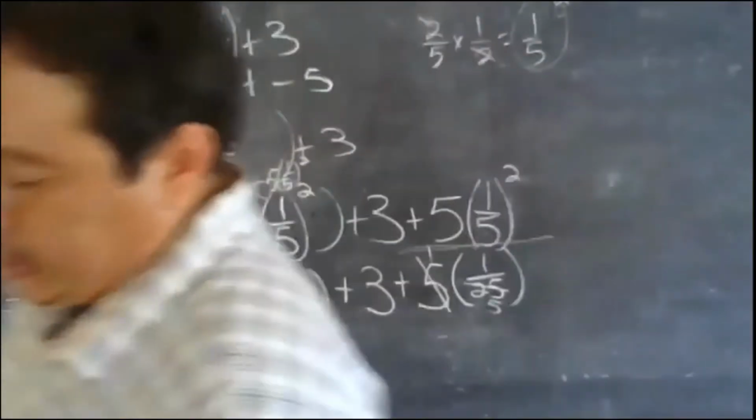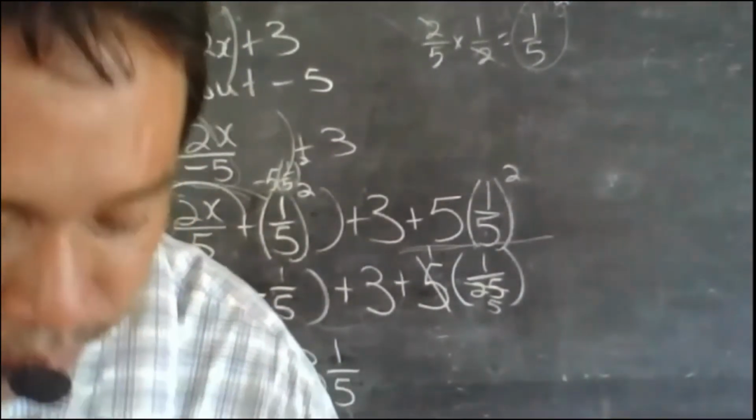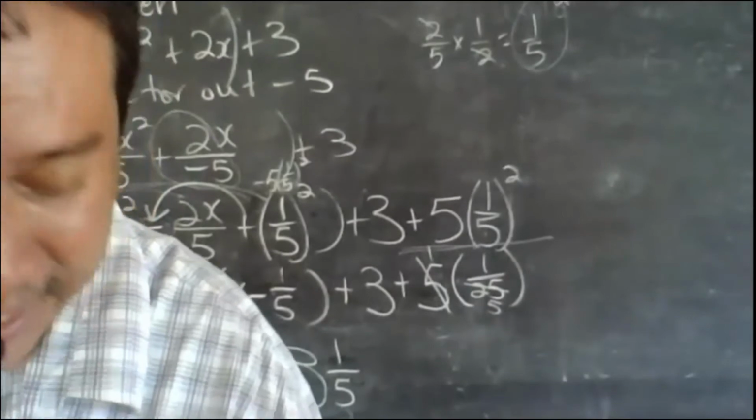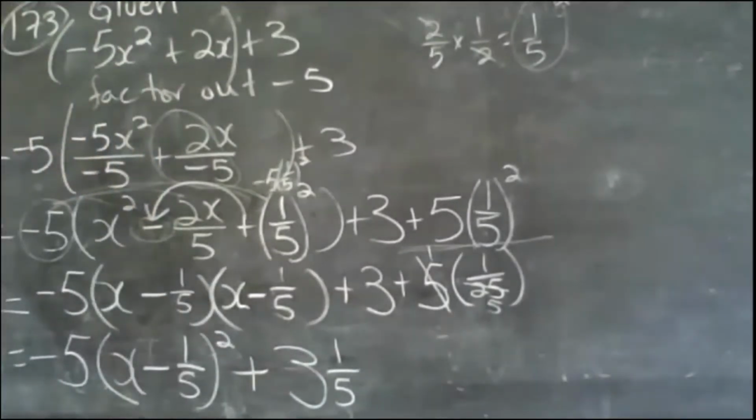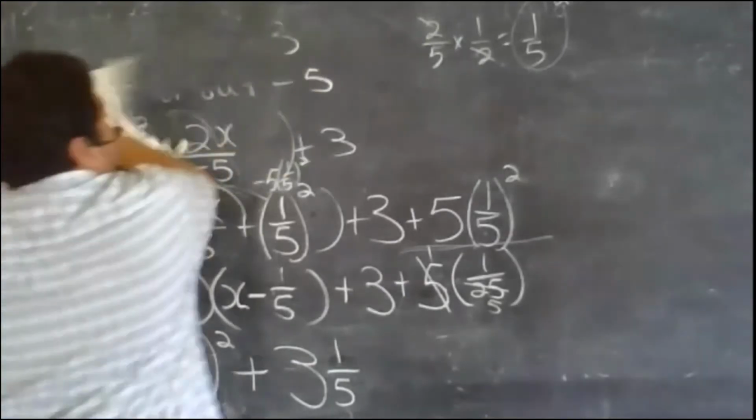Let's continue. We're not done. So we're doing C, which is completing the square when A is less than 0, and we're solving using completing the square. So this is what we'll do. We'll solve now.